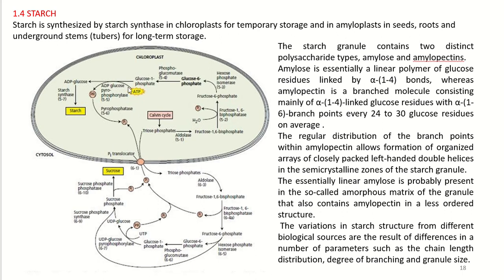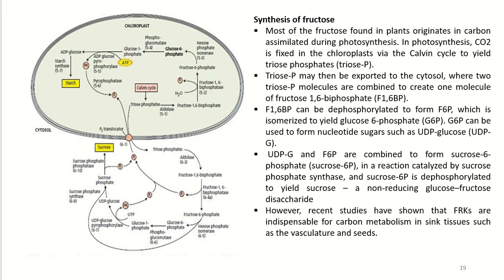Now in the amyloplast, or in the seeds, roots and underground stems, triose phosphate comes into UDP glucose, and UDP glucose plus fructose will convert into sucrose. So sucrose synthase or sucrose phosphate synthase is found in the cytosol. Which enzymes are found in the cytosol? You have to write sucrose phosphatase or sucrose phosphate synthase, and you can also write pyrophosphorylase or phosphoglucomutase. These are the enzymes you can write in the cytosol. So this is all about starch synthesis.